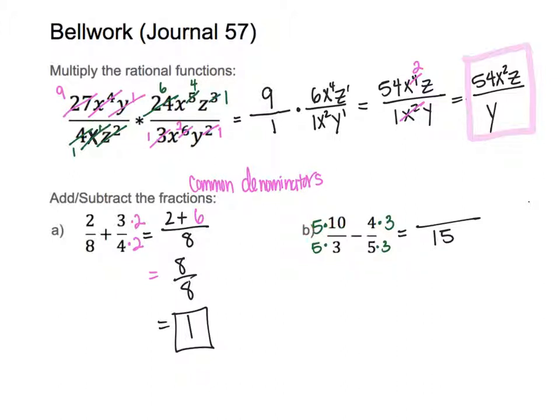So 5 times 10 gives me 50. Then there's a minus sign in between them, so I'm going to carry that over. And then 4 times 3 gives me 12. I'm going to write that in. Okay, so if I simplify the numerator here, 50 minus 12 is 38 over 15. If I try to reduce, I don't think I can. So this is my final answer.